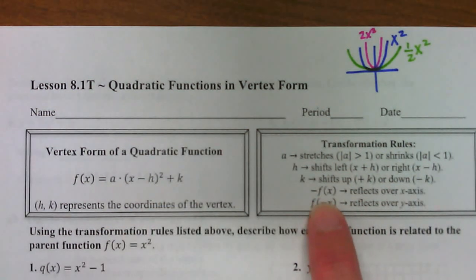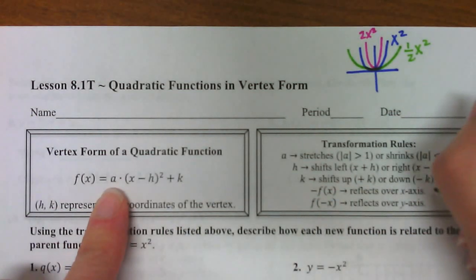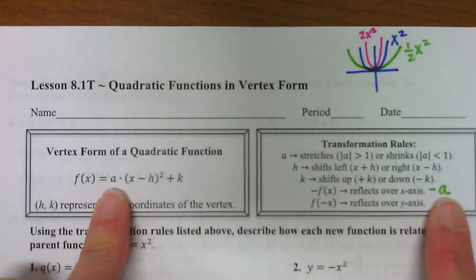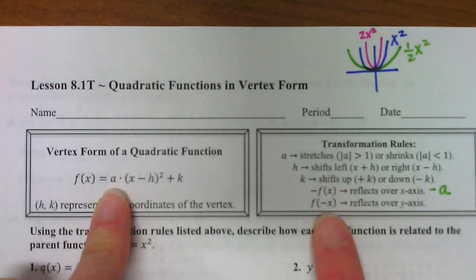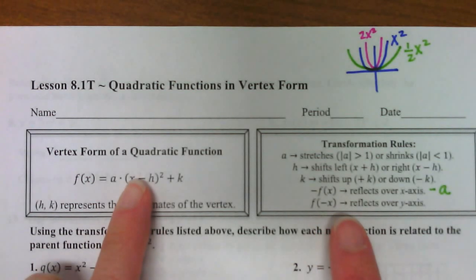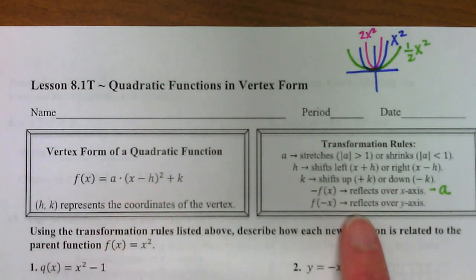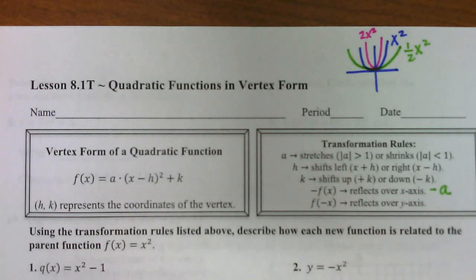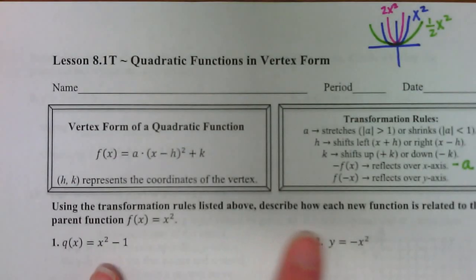This reflection thing, this negative here is like if this a value is negative. Okay, it's if the a value is negative. And this reflection over the y-axis is talking about if the x on the inside here is negative. Okay. So we are going to look at these examples.